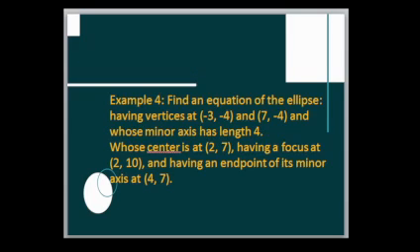Okay, example number 4. Find an equation of the ellipse having vertices at negative 3 and negative 4 and 7 and negative 4 and whose minor axis is length 4. And another is whose center is at 2 and 7 having a focus of 2, 10, and having an endpoint of its minor axis at 4 and 7.